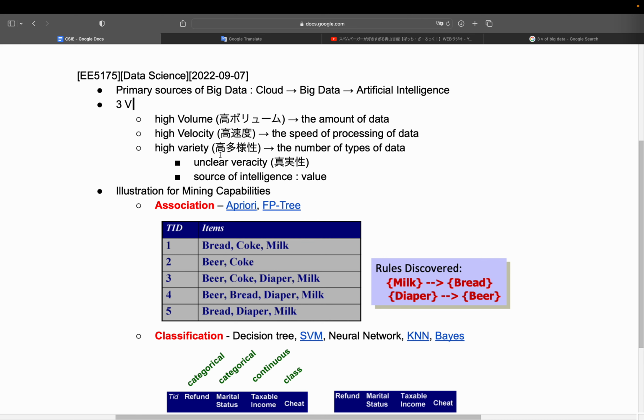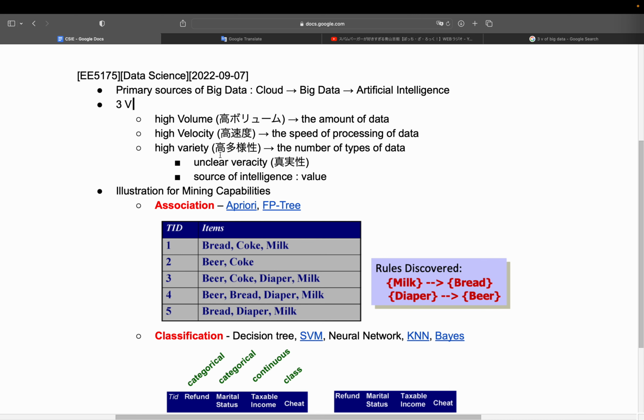The third illustration of mining capabilities is clustering. We have k-means, which we will introduce, or PAM, which you can call k-medoids. PAM stands for partitioning around medoids, though I'm not sure whether that is the correct one. And DBSCAN. DBSCAN is density-based spatial clustering of applications with noise.